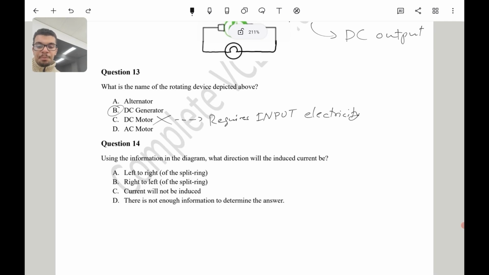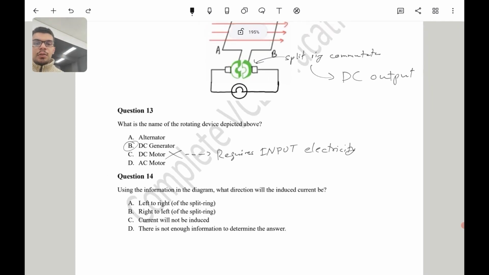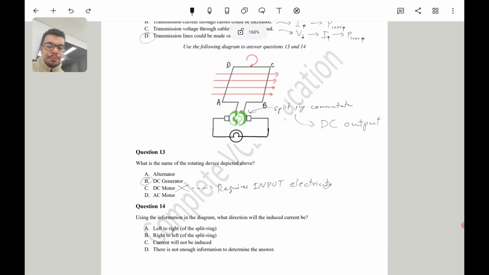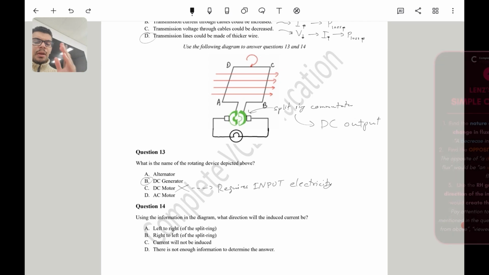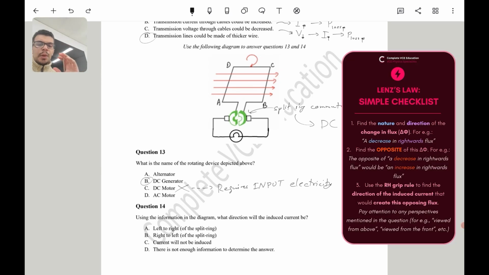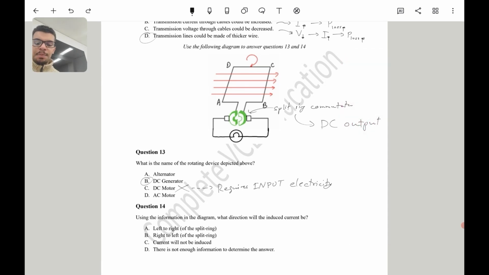Question 14. What direction will the induced current be? Okay, so for this particular question, we need to have a look at our Lenz's law. And when we use Lenz's law, we have to think about first of all, the initial change in flux. Second of all, the direction of the induced magnetic field. Third, the direction of the induced current. And please follow the checklist step by step whenever you are using Lenz's law in your questions.